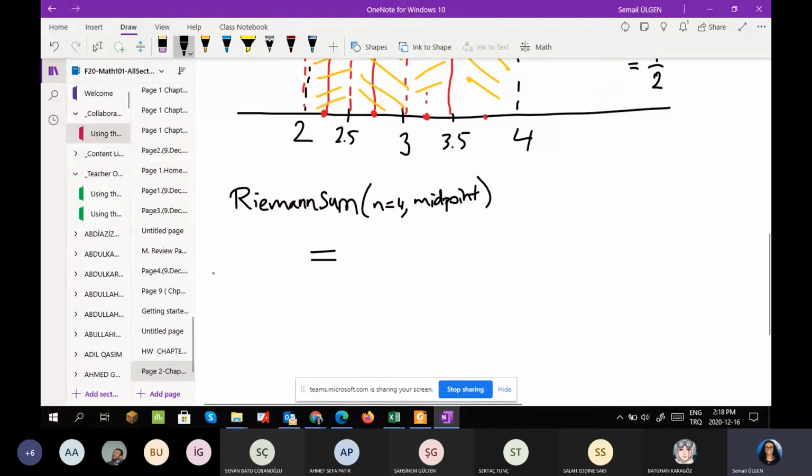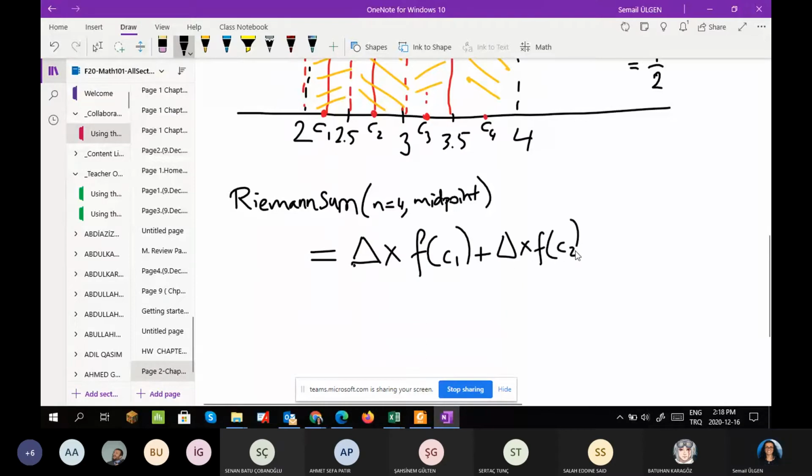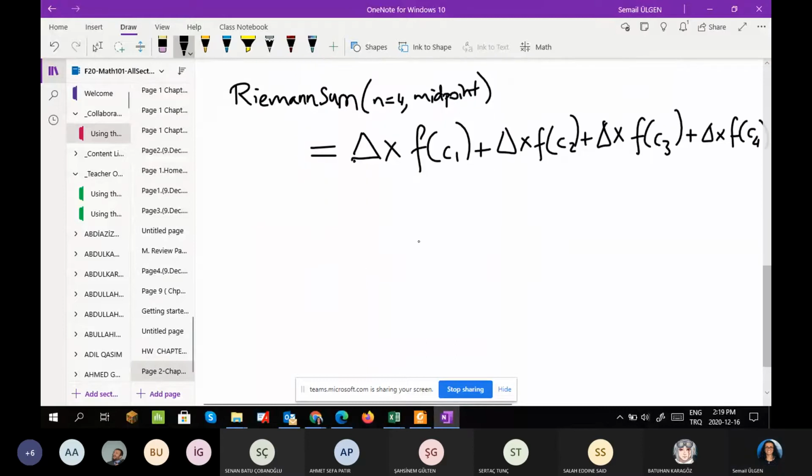What's the formula? The formula is, I'm going to call them c1, c2, c3, c4. The names, and I can find the formula for them. So this is going to be delta x times f of c1 plus delta x times f of c2 plus delta x times f of c3 plus delta x times f of c4. All right, so let's go down a little.